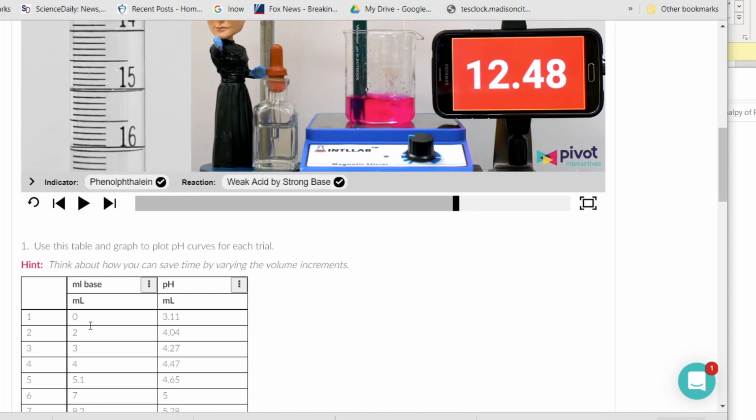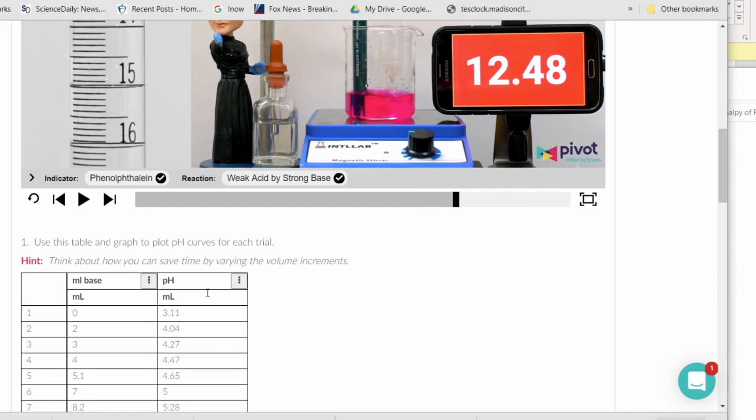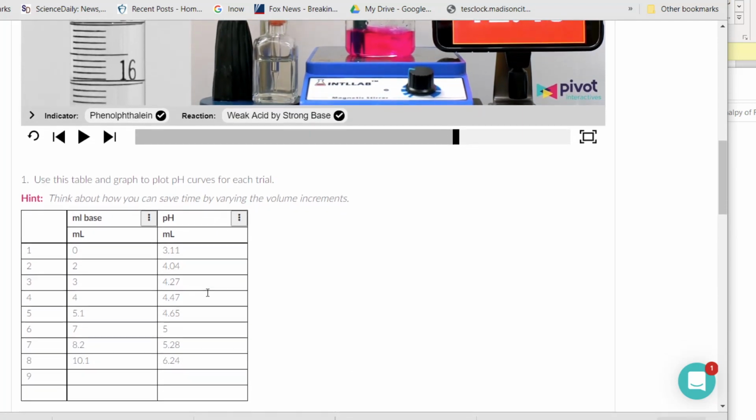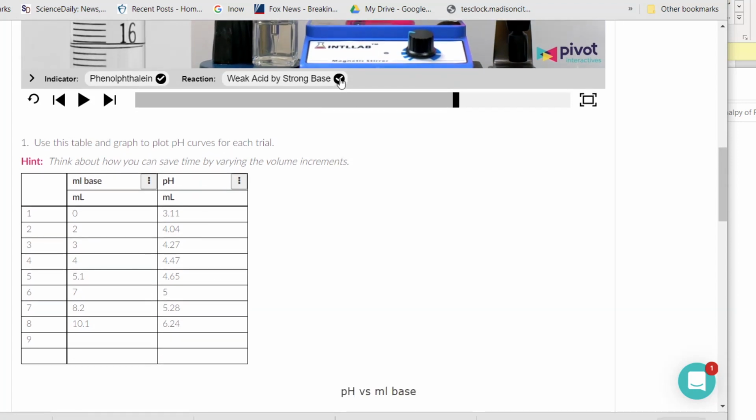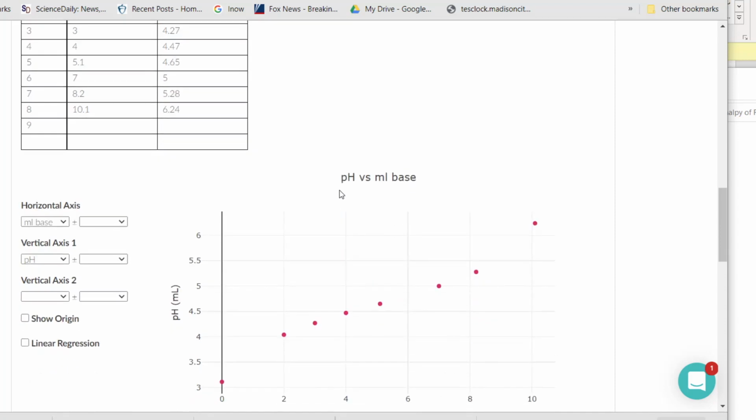I made one column, the milliliters of base. This is going to be that x-axis, and the pH being the y-axis. I just collected data right from the video itself. You could do that. And then as you scroll down, you'll notice it generates kind of a titration curve here.